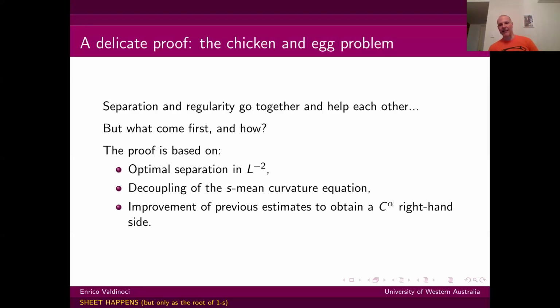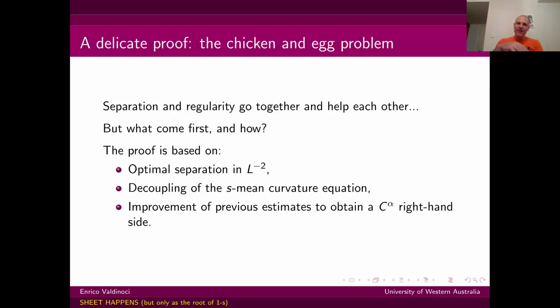So the idea is that the proof is based on several steps. You start with an optimal separation in what we call L minus 2. L minus 2 means that the inverse of the distance between sheets is in L2. Now, this doesn't sound too exciting because L2 you may think is a very weak estimate, but it allows you to decouple the s-mean curvature equation, because the s-mean curvature equation in this case has to take into account the interaction between a large number of layers. And this is almost impossible to deal with.